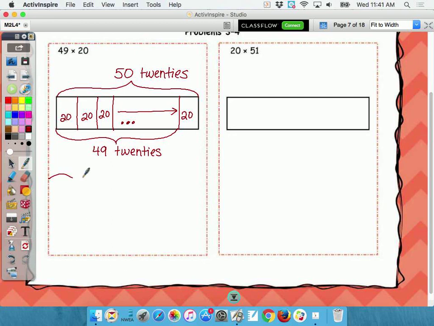Okay, so I'm going to show my thinking here. My thinking is, to do 49 20s, I'll just change 49 to 50 20s. And then subtract 120. So there's my thinking.